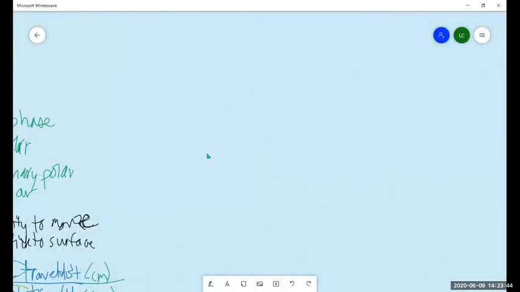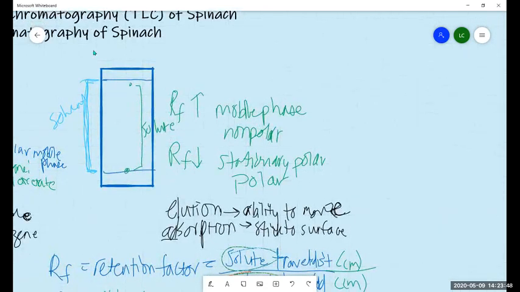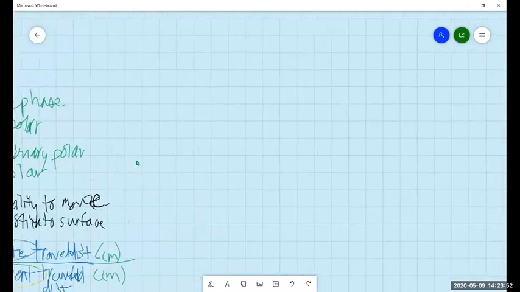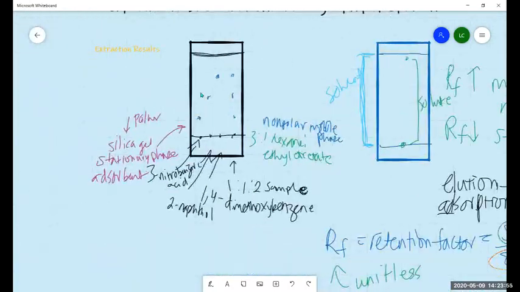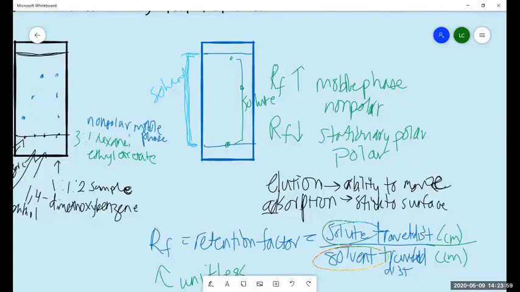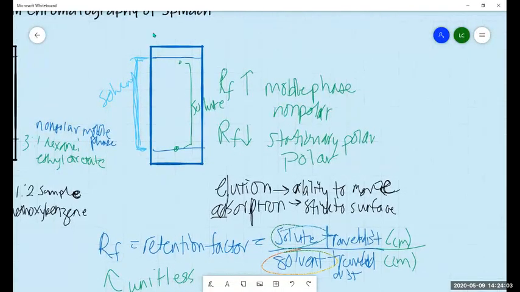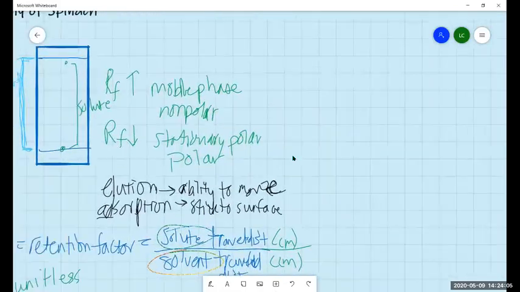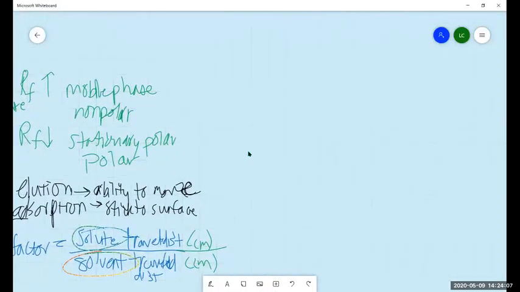Okay, so also you might have used a UV lamp to determine where your spot is, but you can also look at it by your eye. We use a UV lamp for the extraction samples because you can't really see anything. But for your TLC with spinach pigments, you can see the pigment colors. So you will assess them just by eye.